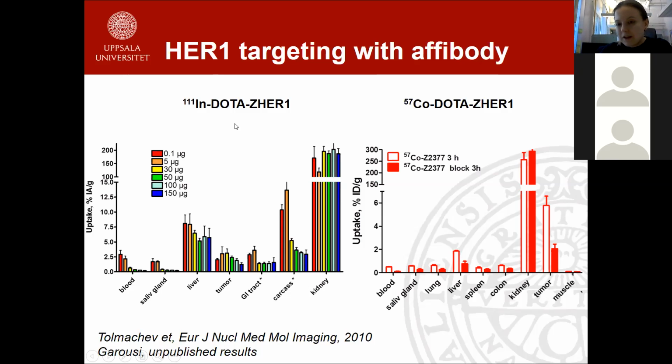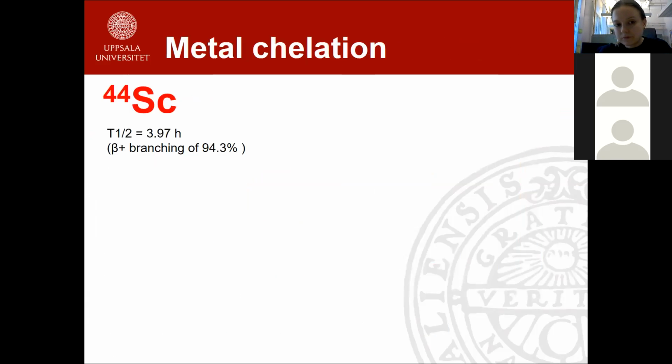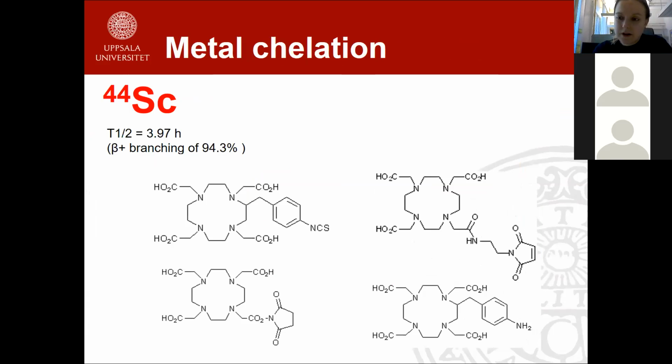For example, if we started working with indium, we see that it's not good, then we can do some optimization, try cobalt-57, and then we can really see that it improved. So for every biomolecule, ideally, we can find a suitable method of labeling, suitable radionuclide. So these are just some examples.